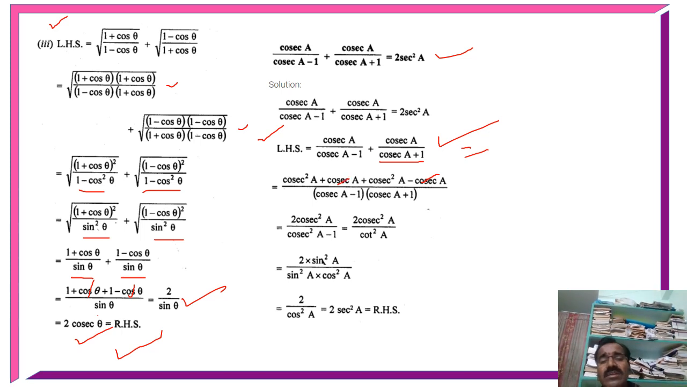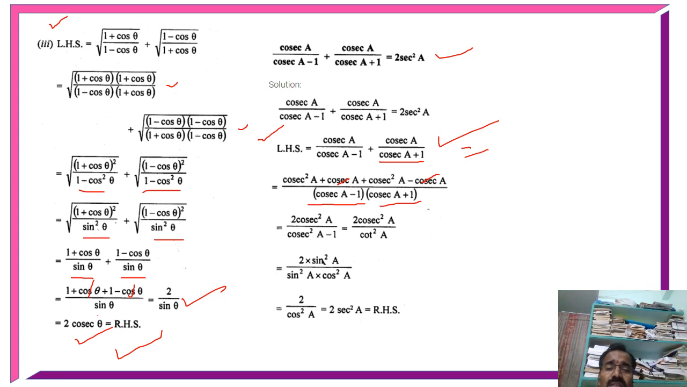As we know, cosecant square A plus cosecant square A is 2 cosecant square A, by, it is in the form of A minus B into A plus B. What is the identity of A minus B into A plus B? A square minus B square, where A is cosecant A, B is 1. So cosecant square A minus 1 square, which is nothing but cosecant square A minus 1. Then after that we have cot square A, 2 cosecant square A by cot square A.